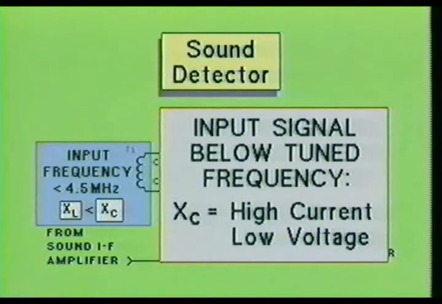As you can now see, when the input signal swings below the 4.5 MHz tuned frequency, the ratio detector will react capacitively, and the voltage will drop, whereas the current level will be high.